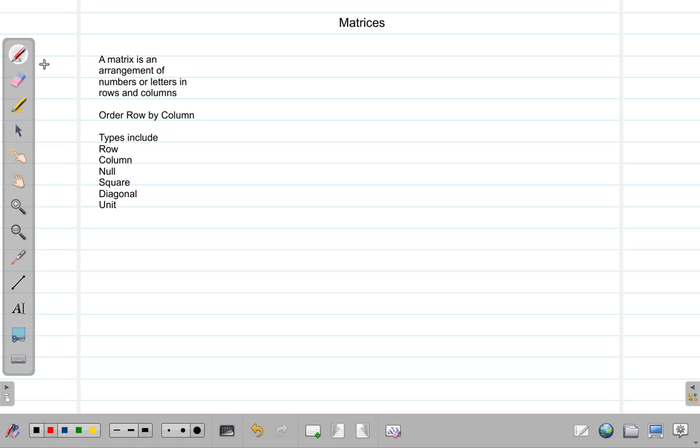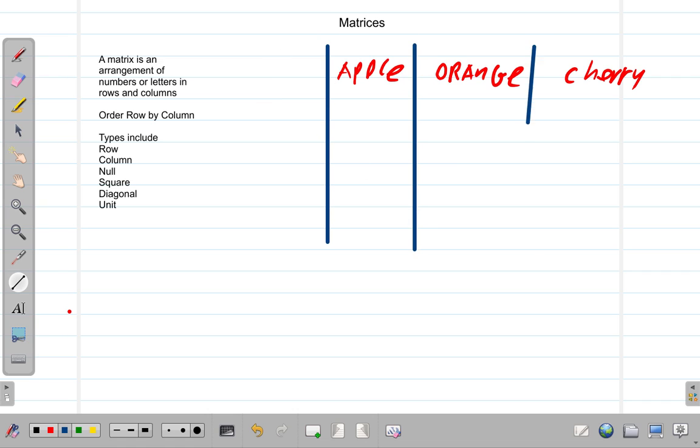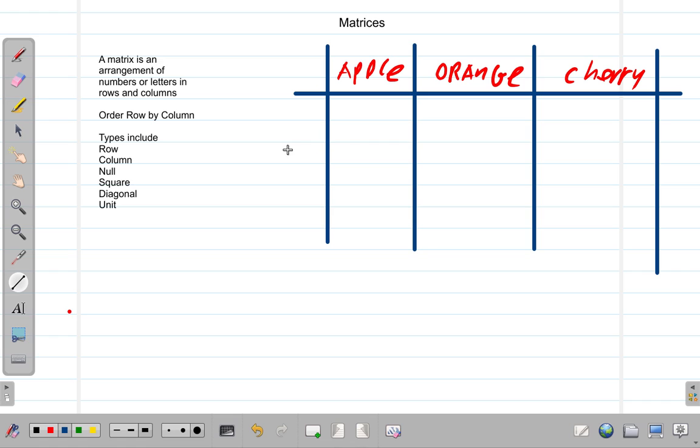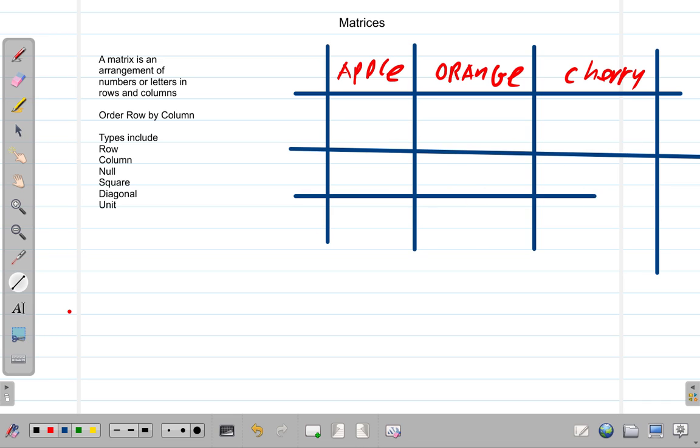Suppose, for example, you sell apple, orange, and cherry. Now you have a table with these. So you have a table for apple, orange, and cherry. And you have 3 classes of these fruits, all right?